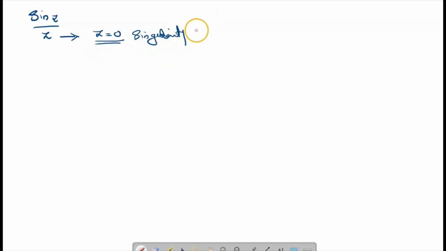We have 3 kinds of singularities: isolated and non-isolated singularity. In isolated singularities, we have removable, pole, and essential singularity. I discussed these 3 singularities in my previous videos. So here we need to find the nature of z equal to 0 in this function sin z by z.